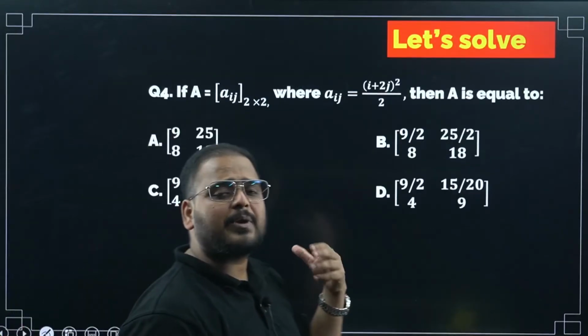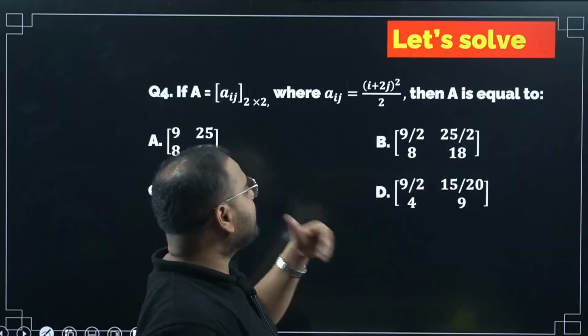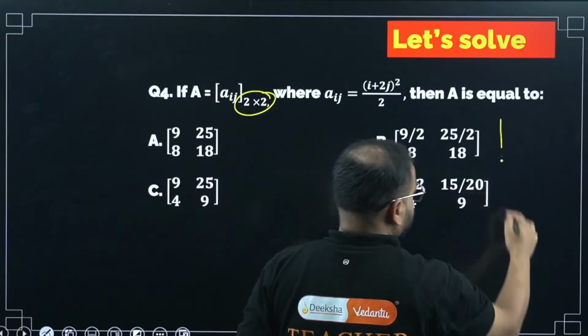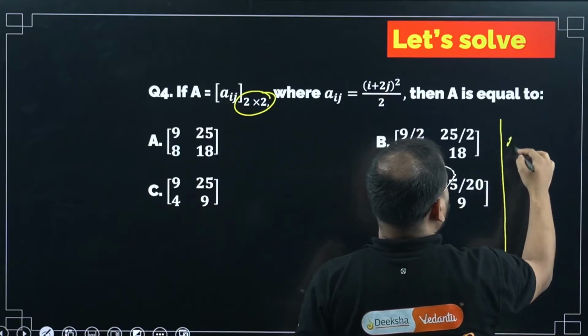So all of these questions are to practice forming a matrix. How will you form the matrix? Again the order is given as 2 cross 2 only, so again we'll write the same way. So matrix A is given by what?